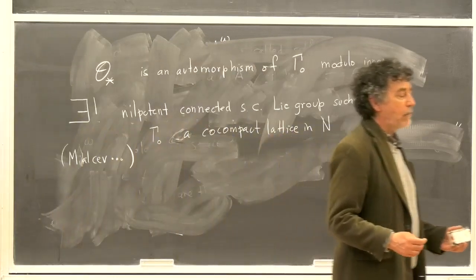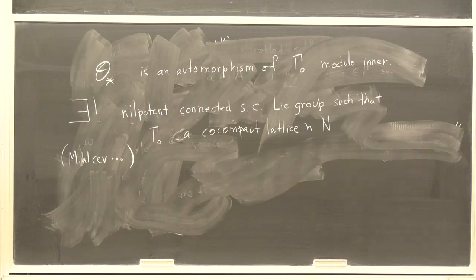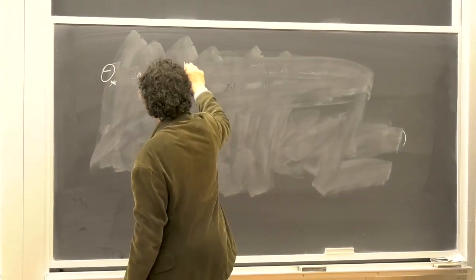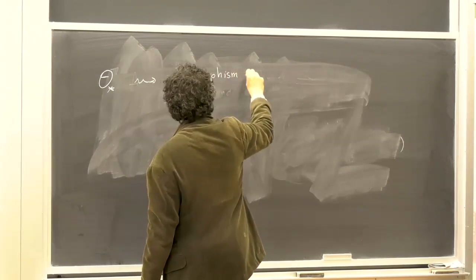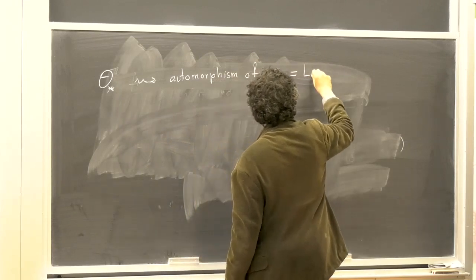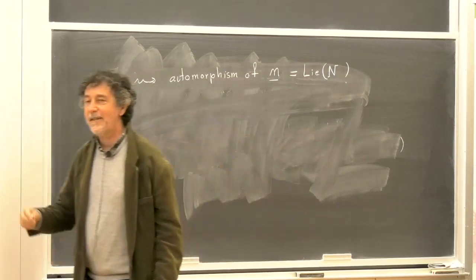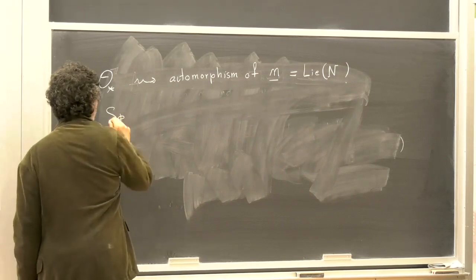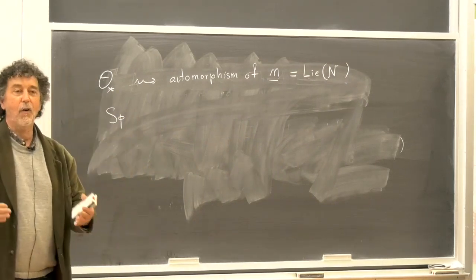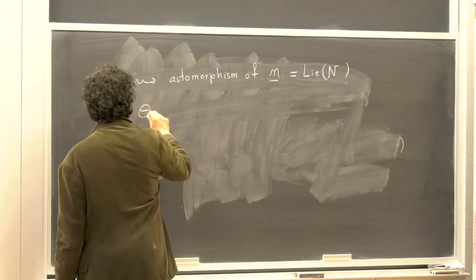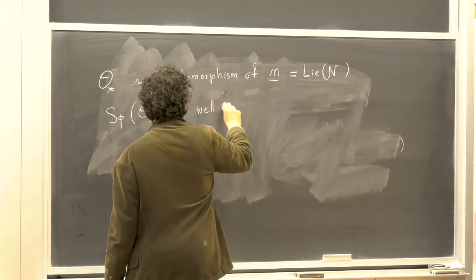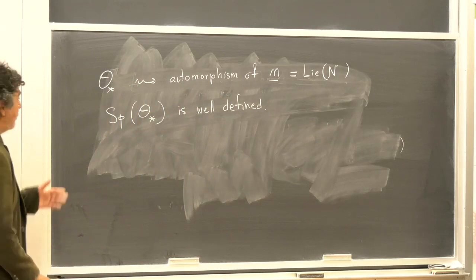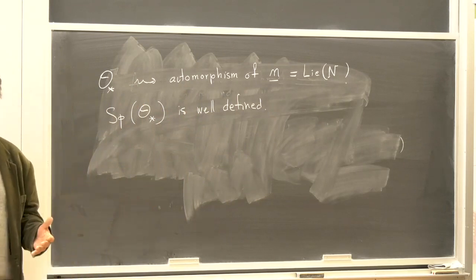Now you have an automorphism of the Lie group. So now theta star will give you an automorphism of the Lie algebra of N. Again, it is an automorphism modulo inner automorphism. But the spectrum, of course, by this I mean the spectrum of theta star over C, is well defined. Because if you multiply theta star by an inner automorphism, it does not change its spectrum.